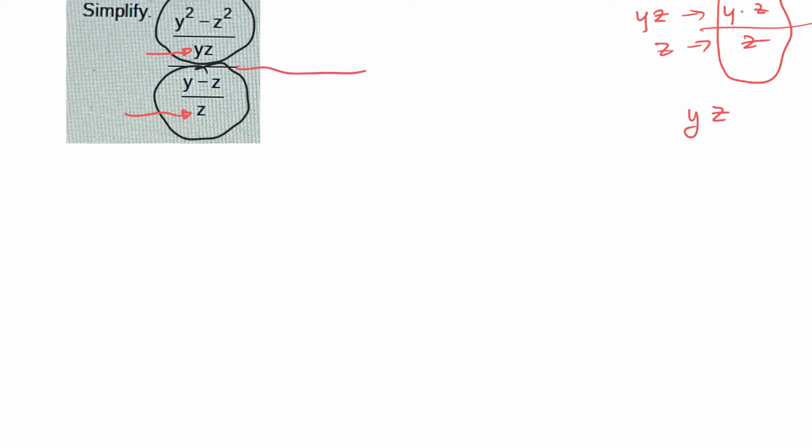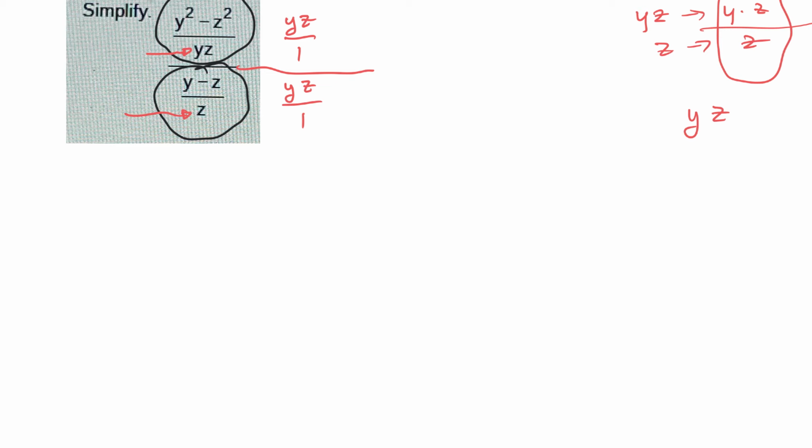So I look at yz and I look at z. For yz, the factors would just be y times z, and for z, the only factor is z. A common factor has to include each factor the most number of times it occurs in one factorization. So I need a y and I need a z. I'm going to multiply the top fraction by yz, and since they're fractions, I'll say over 1. And then on the bottom, I'll do the same thing, yz over 1.